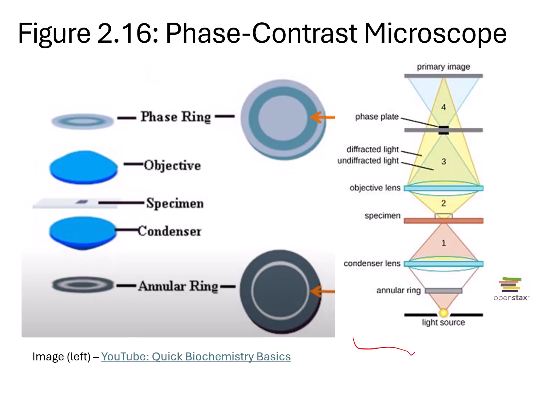Here's the image of the phase contrast microscope from our book. So here we would have our condenser with a condenser lens, and here we have something called the annular stop or annular ring.